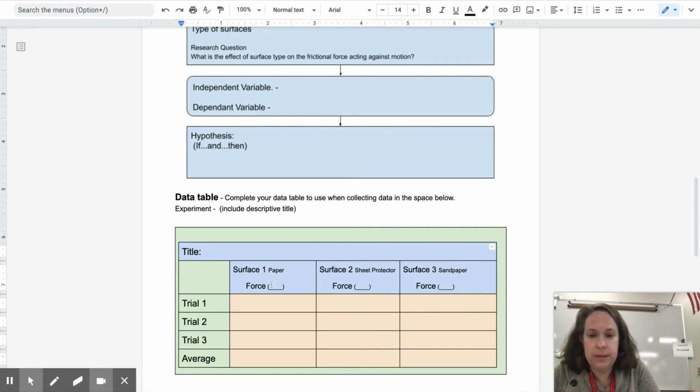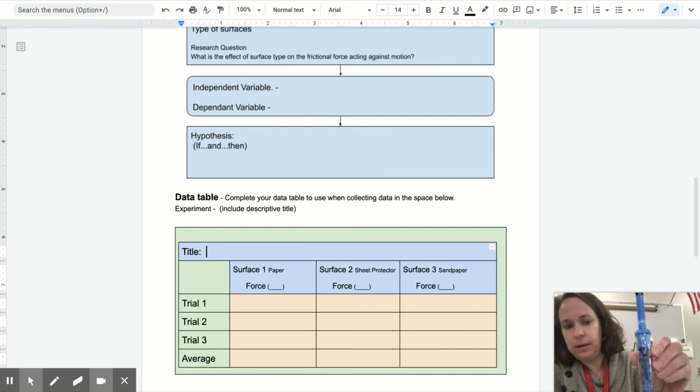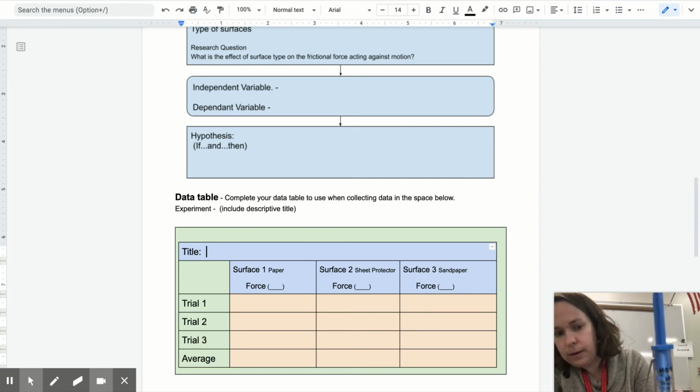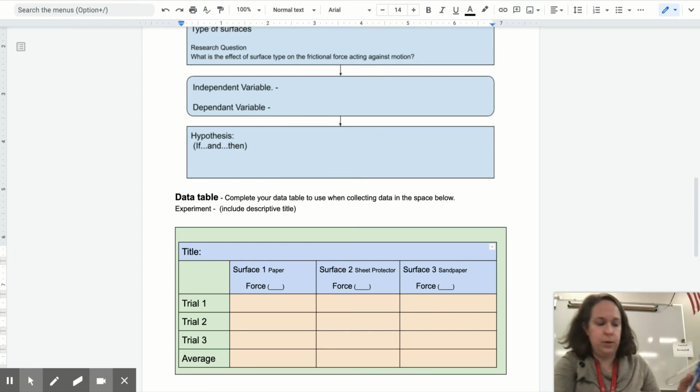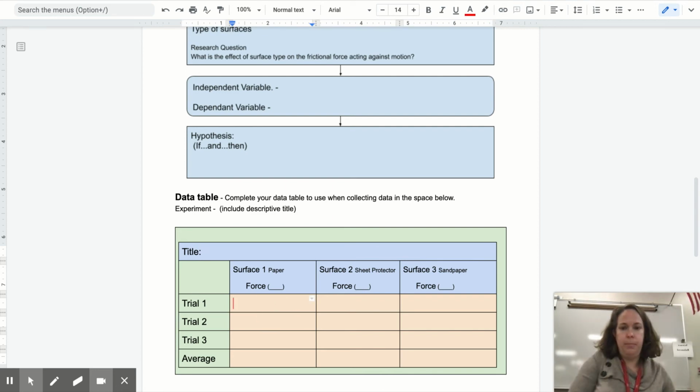Then you need to tell me what units we use to measure force. And I'll give you a hint. You should be able to see it on my spring scale. Do you see the capital letter after the numbers? Those are the units. It's capital N, which is short for newtons. You'll also see that in your notes. And we'll do 3 trials of each. So type in your descriptive title, put the units for force in each column, and then I'm going to do trial number 1 with paper.